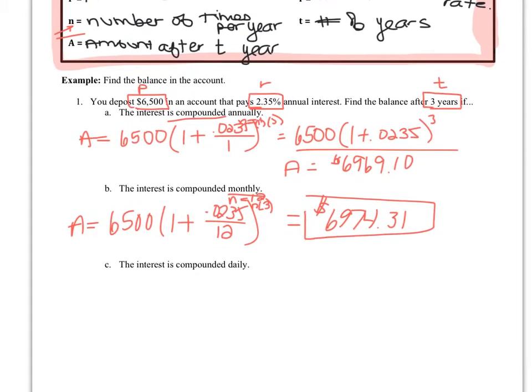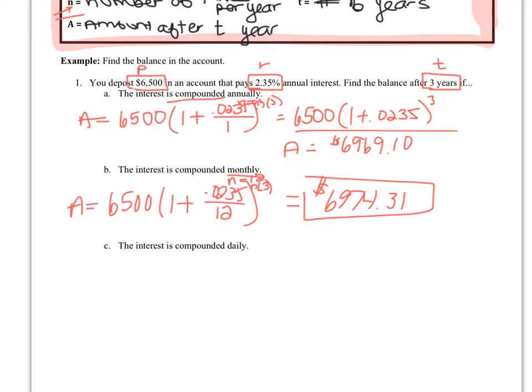So go ahead and try this last one on your own when it's compounded daily. If it's compounded daily, how many times a year does that happen? 365, because there's 365 days in a year. So go ahead and try this one, and then unpause this video to get your answer.